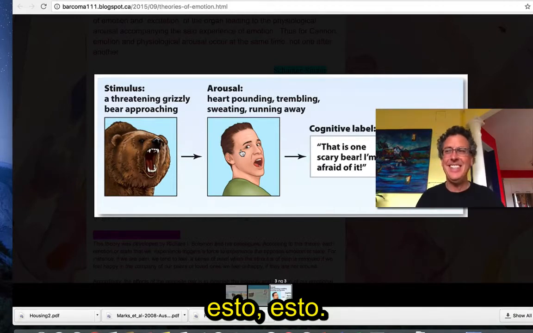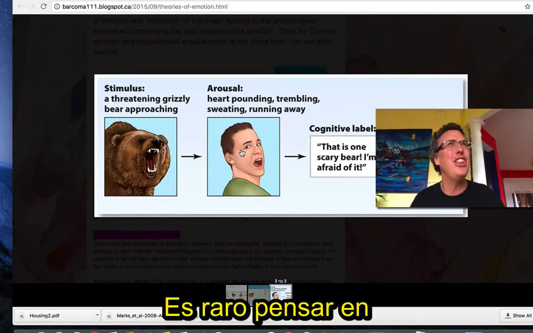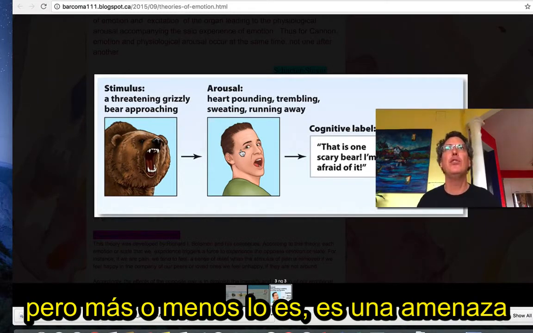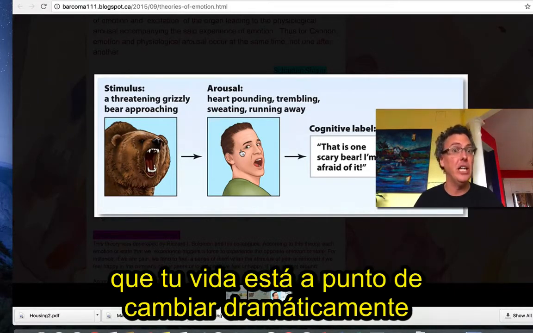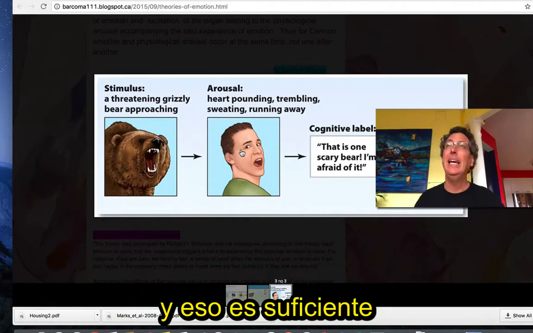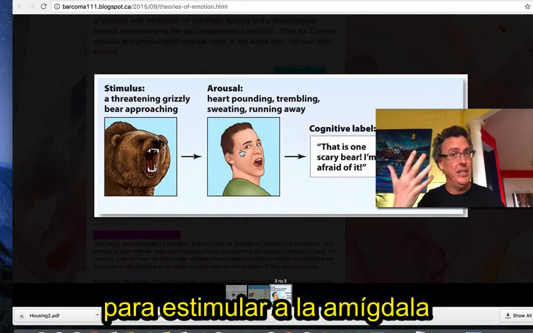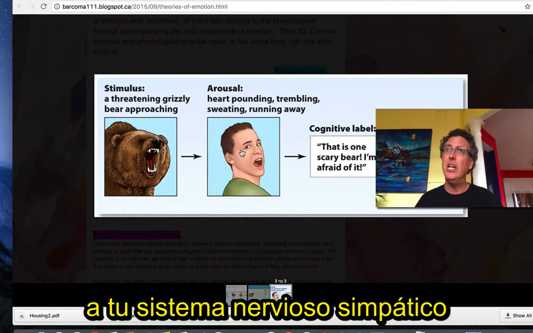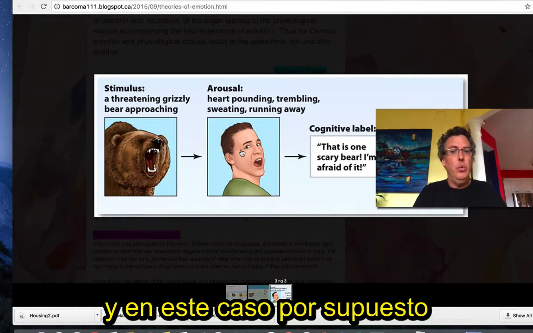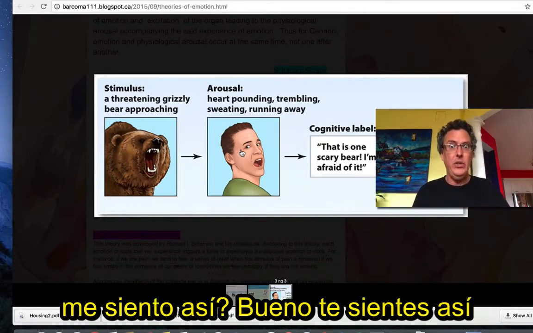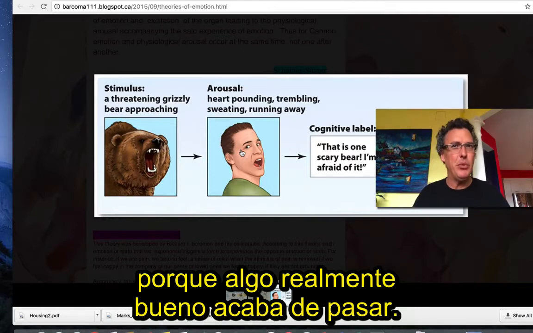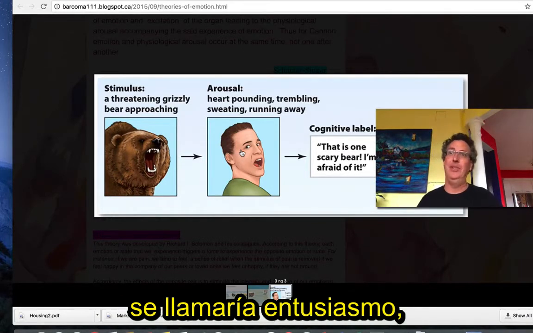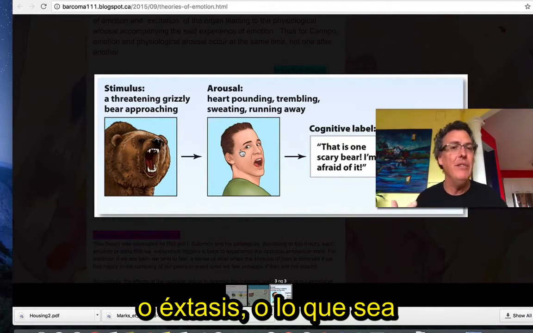It's weird to think of winning a lottery as a threat, but it kind of is. It's a threat to your normal way of being. It's like your life is about to change dramatically. And that is enough to stimulate the amygdala, and that's enough to get your sympathetic nervous system engaged. But in this case, when you're thinking about why you feel like this, well, you feel like this because something really good just happened. And so the emotion you feel would be called excitement or elation or whatever.